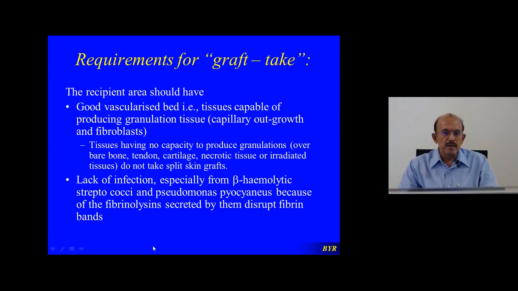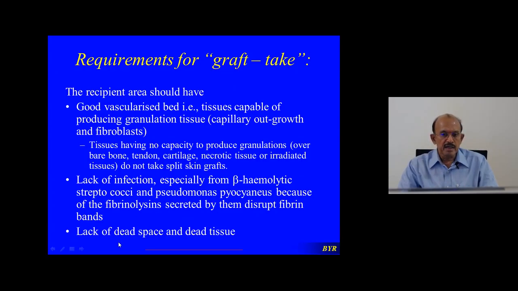Then the other requisite is lack of infection, especially from beta hemolytic streptococci and Pseudomonas pyocyanea, because of the fibrinolysins secreted by them, which disrupt the fibrin bands. So these two organisms produce fibrinolysins. These fibrinolysins disrupt fibrin because they lyse the fibrin. So the graft cannot take.